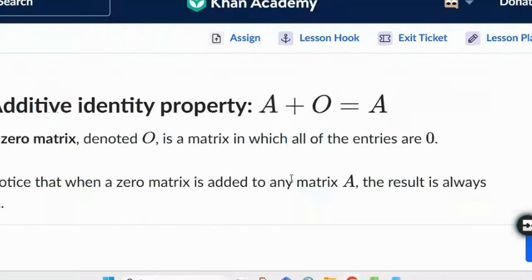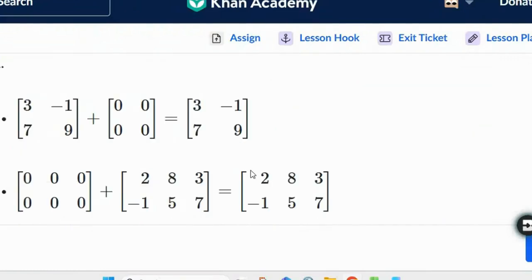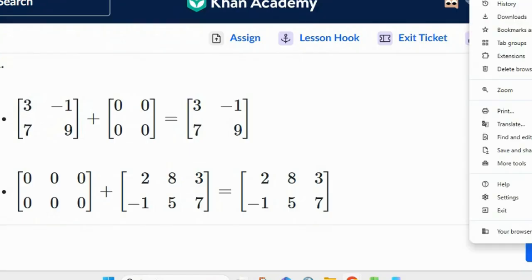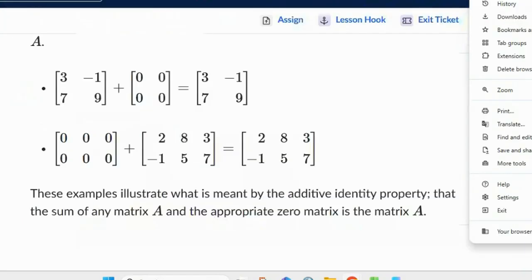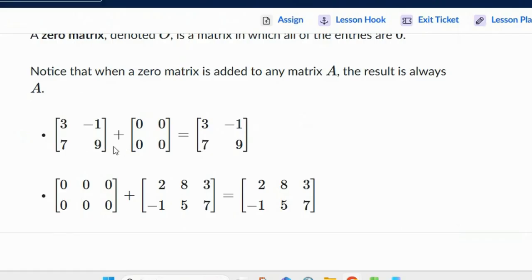All right, the additive identity, a 0 matrix. So I'll make this a little smaller. When you have a zero matrix added to any matrix, the result's always A. Look at this. Start with this. We add a zero matrix, and it's exactly the same. We have a zero matrix. We add it to this, and it's exactly the same. Nothing changes.